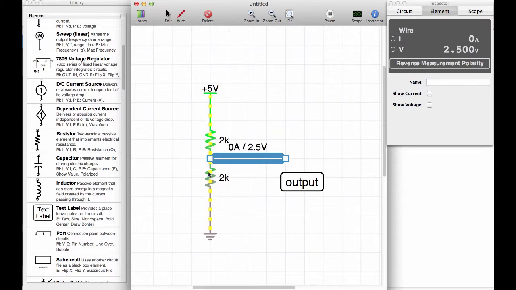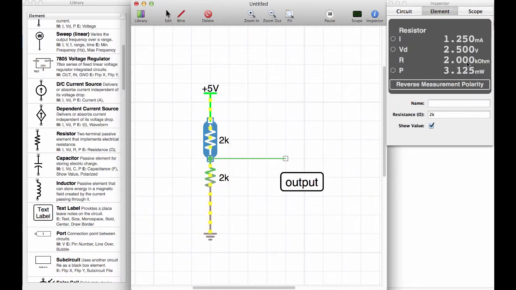Nonetheless, something changed. If we click on the resistor and measure now the current that goes through the resistor, we have now only 1.25 milliamps, so half the current compared to the situation before. And that makes sense according to Ohm's law, because now we have 2 times the resistance in the circuit compared to having 2 resistors at 1 kilo ohm.